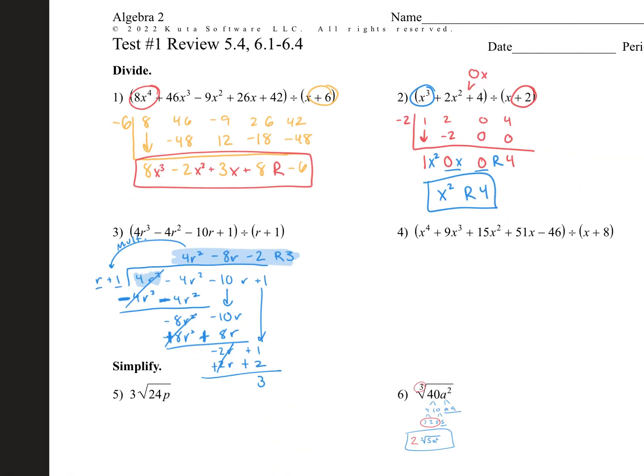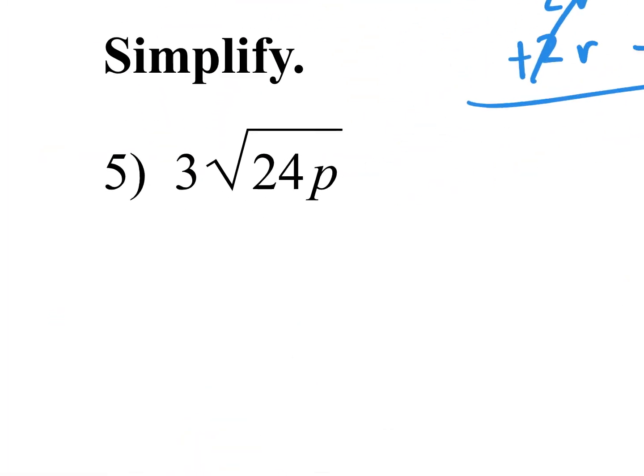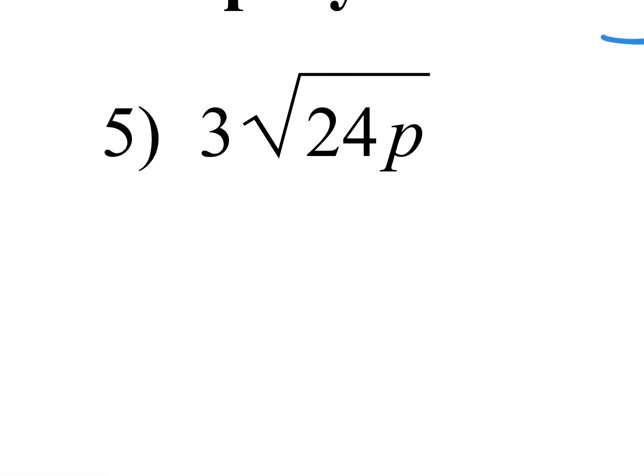All right, let's go to the simplifying ones. So let's take a look at number 5. What should I do first? Break down the 24 into 8 and 4. What are 2 factors of, no, not 8 and 4. 8 and 3. And 2 factors of 8. 2 and 4. And 2 factors of 4. 2 and 2.